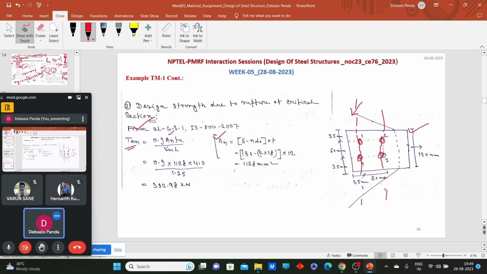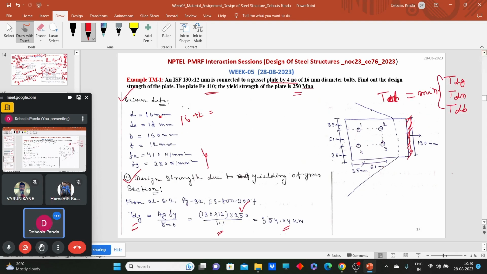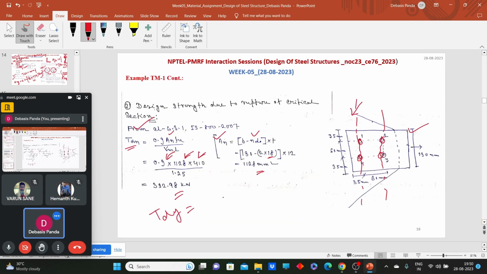An will be b minus 2 into d naught, d naught we have already calculated as 18, multiplied by the thickness. The thickness was 12 mm. So An comes out like this, and if you plug in these values, 0.9 An and fu, the Tdn value, the design strength due to rupture of critical section, comes as 332.98 kN. One more strength is left. We have calculated the Tdg value, that comes as 354.54 kilonewton. And the Tdn value comes as this.